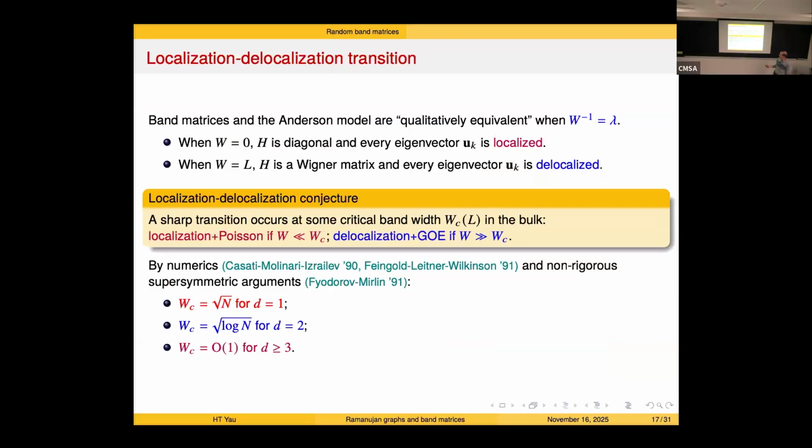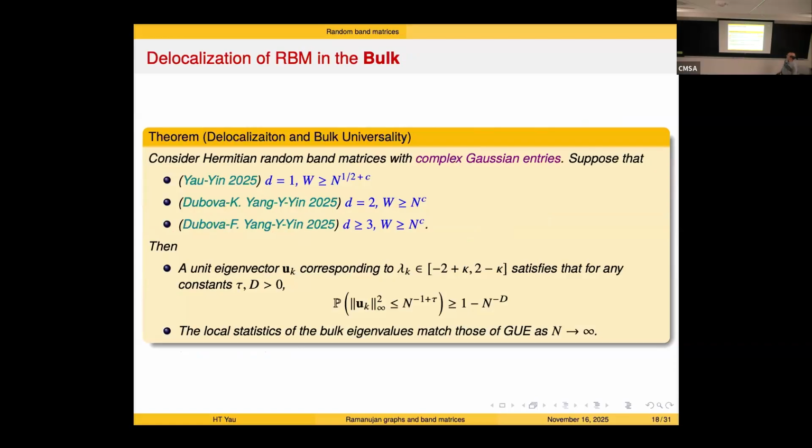One believes that when W is bigger than square root n, there's a transition to delocalization. In dimension 2 it is square root log n. In dimension 3, as long as W is some big constant, then one believes there is delocalization. And this was done by simulation or by supersymmetric argument. And then let me just tell you what the main result is, and I will finish.